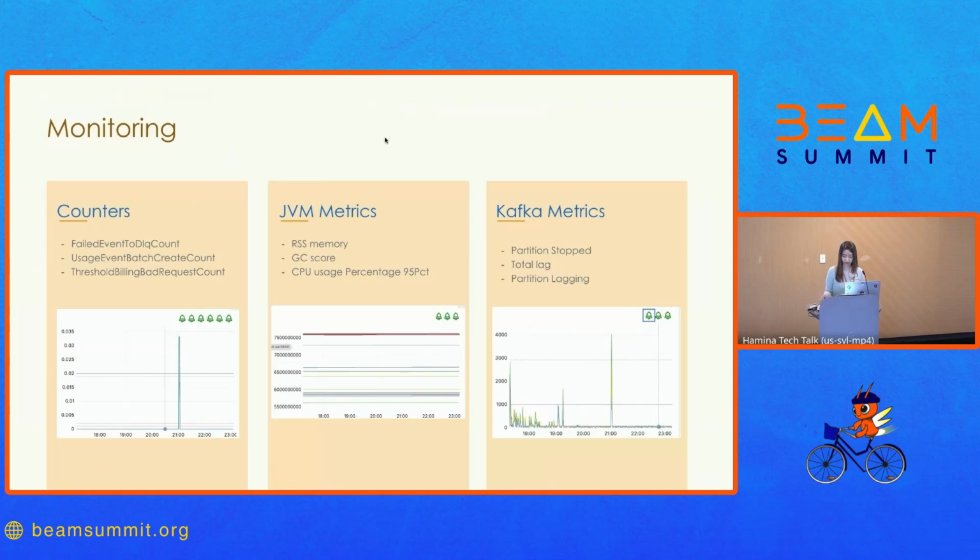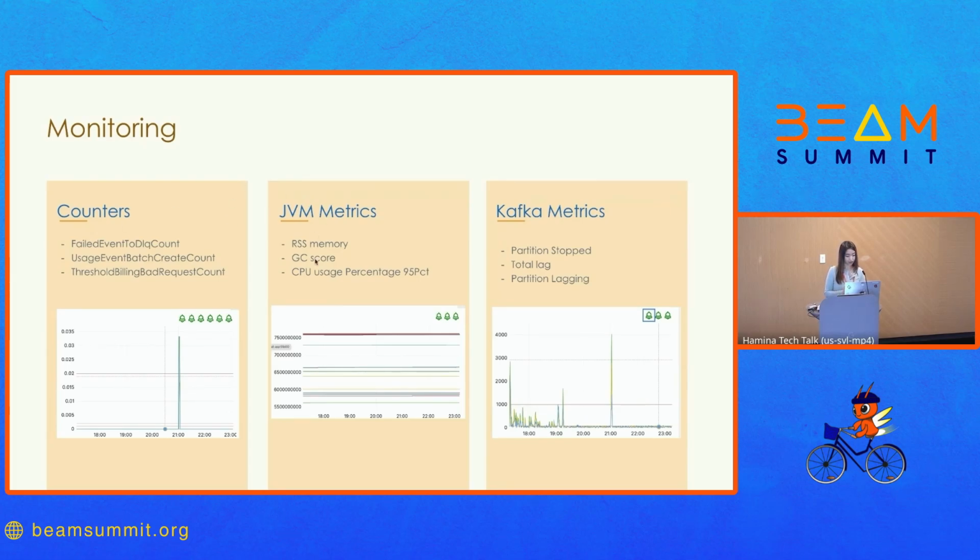All right, so lastly, let's turn our attention to how we actually monitor our Beam pipelines. Effective monitoring is really important to ensure the reliability and performance of our system. So we have implemented a comprehensive monitoring approach that covers three key areas: Beam-specific counters, JVM metrics, and Kafka metrics. First, let's take a look at the counters. These are customized metrics we have implemented within the pipeline. They help us check specific events and outcomes.